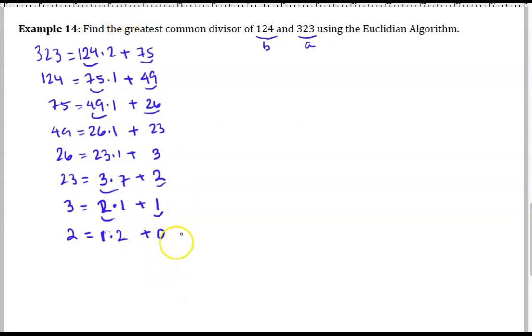Okay, so I want to carry this process all the way down to a remainder of 0 always, and then the last non-zero remainder is your GCD. So the GCD of 323 and 124 equals 1. So this means these two integers are relatively prime.